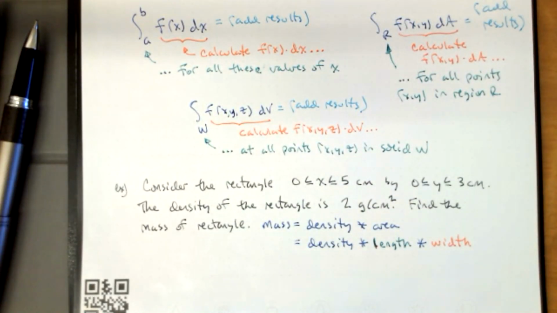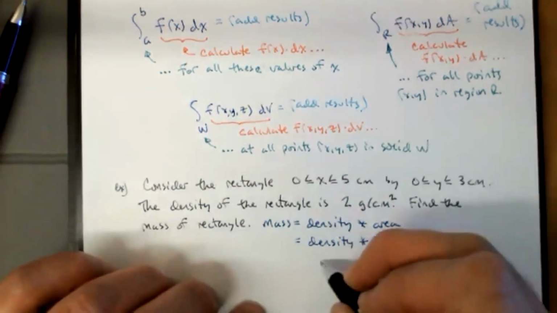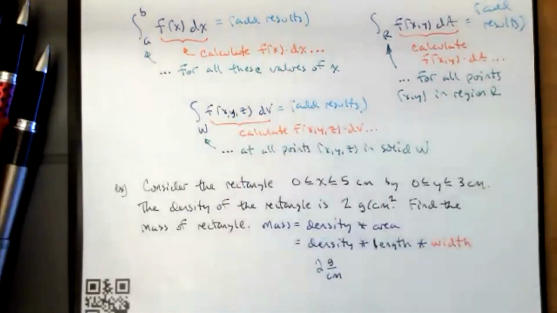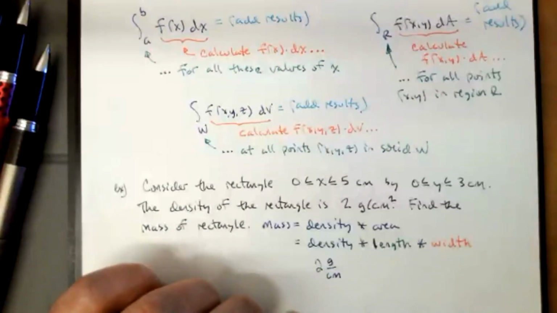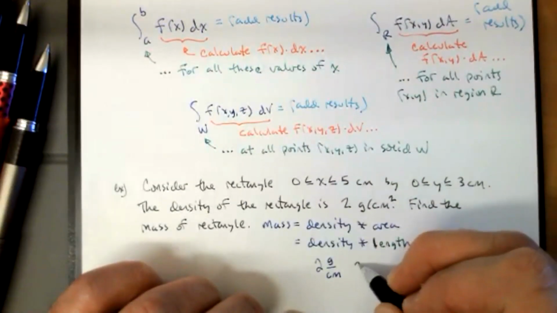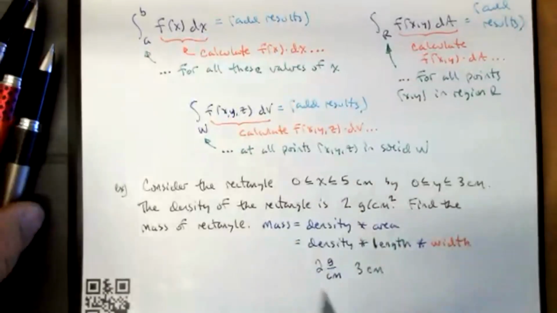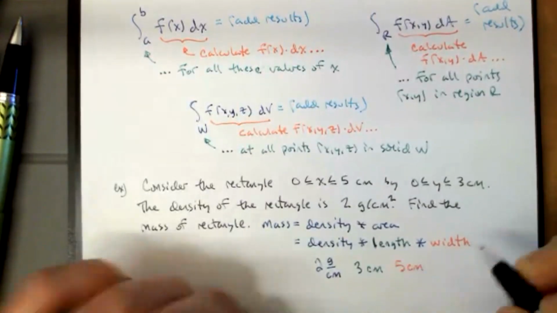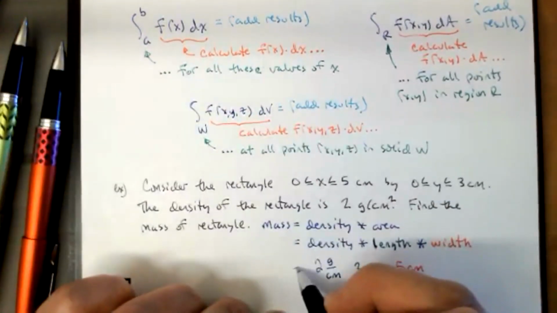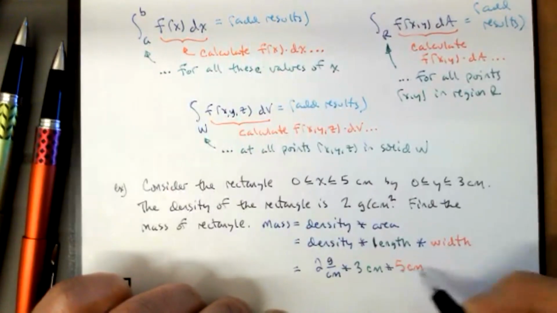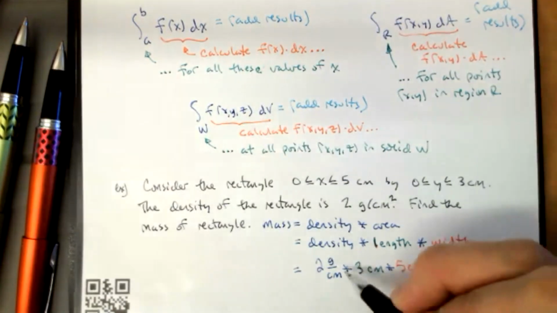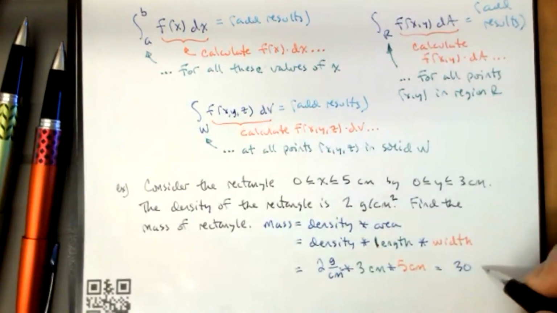All these quantities are constants. The density is always 2 grams per square centimeter. The length is just 5, I'm going to call it 3 centimeters. And the width is 5 centimeters. When we multiply, we get 30. The centimeters cancel out, and we're left with grams.